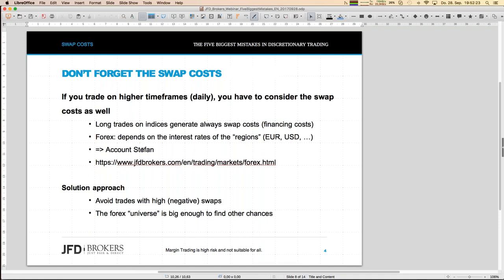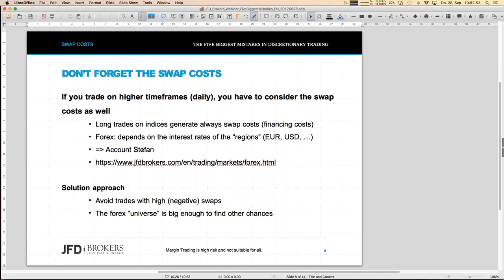Avoid trades with high swap costs. The good news is the Forex universe is so huge that you will always find other and finally better trading possibilities, trading chances, and then simply avoid those with high negative swaps. And then you are on the safer side and you don't have costs like in my account.